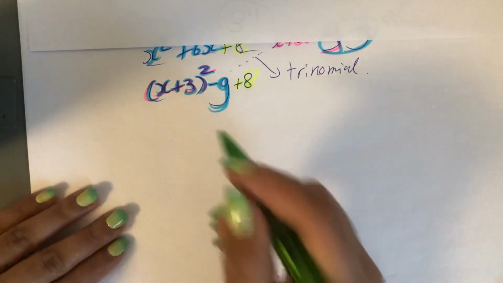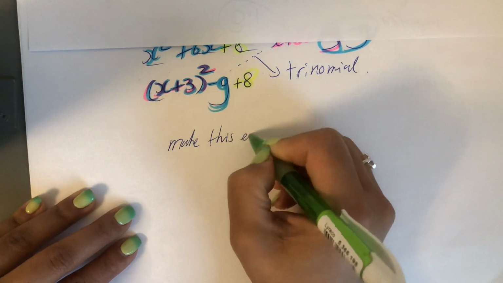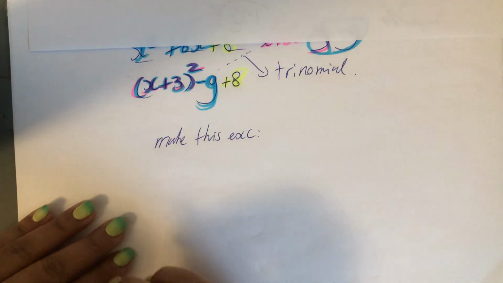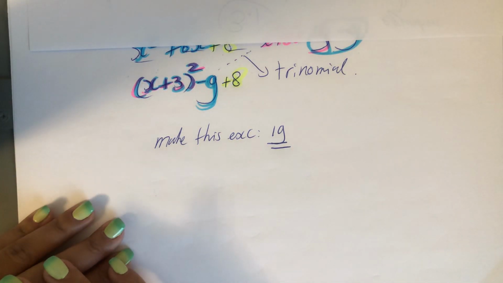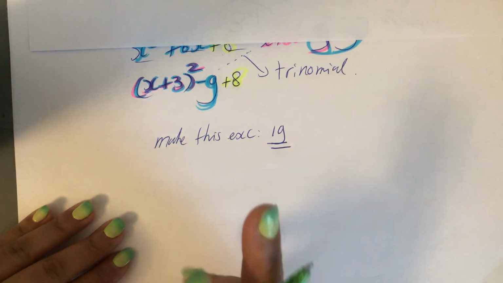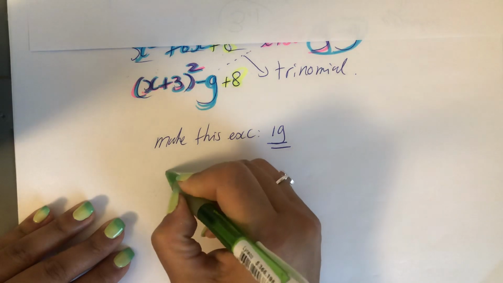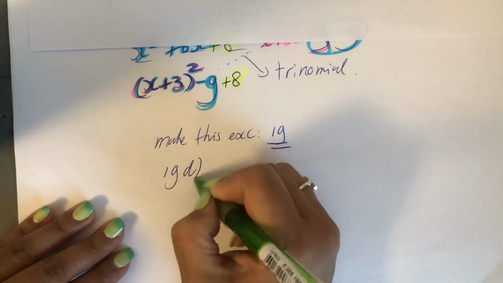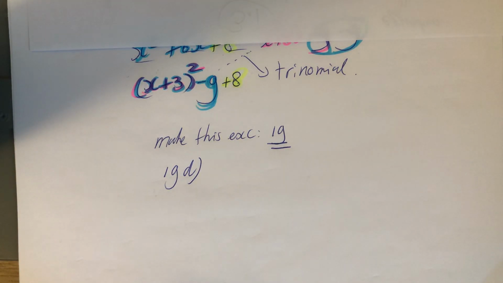So what can you do now? Make this exercise. Pause the video, make some exercises. Please make 19. Also practice with fractions and make sure that you don't use the calculator. It's not needed. So for example, 19D, make it first on your own and then you come back.